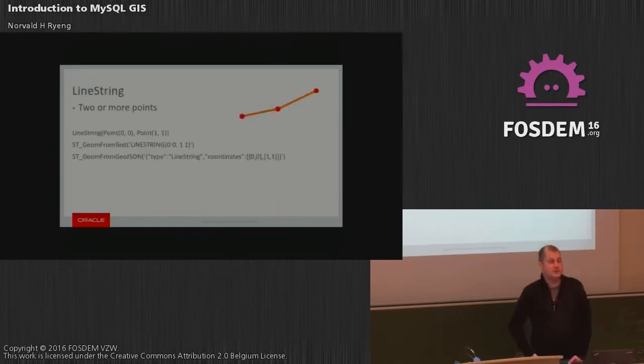Line strings are a connected set of line segments. Just specify the points, and it's all connected. It's obvious what it is on a plane. It's the shortest path. When you go on a globe, it's going to be a great circle, and with different systems, this will change.